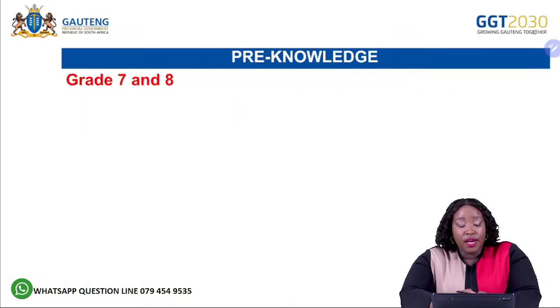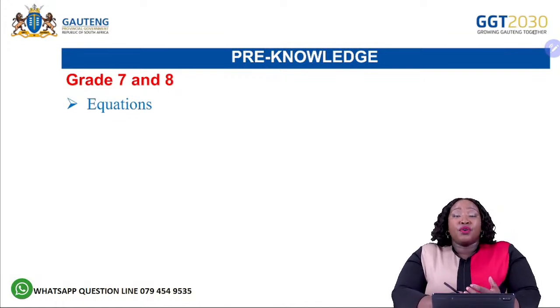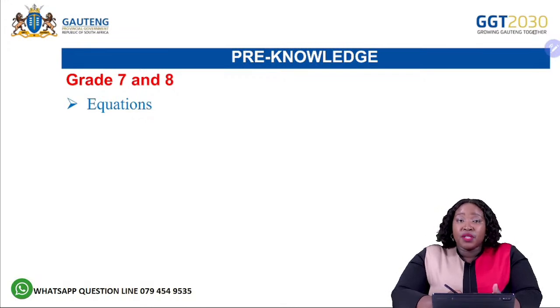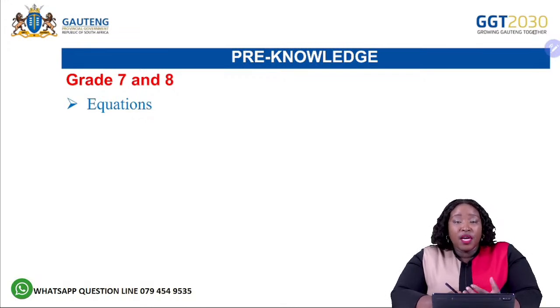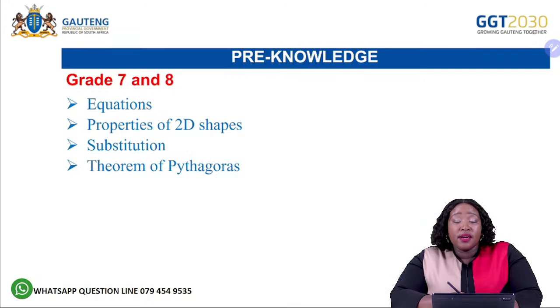And your pre-knowledge from grade 7 and 8, you need to remember how to solve equations in general, making one variable the subject of the formula. All those things are important. You need to remember your properties of 2D shapes. In fact, our baseline is on the properties of some of the 2D shapes we've learned. Substitution and the theorem of Pythagoras, definitely.